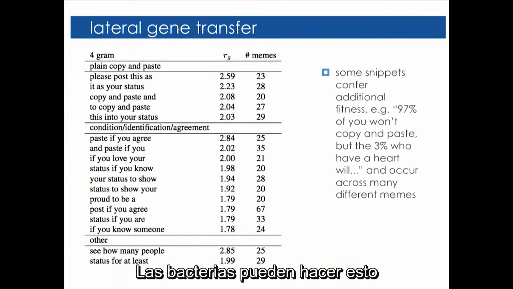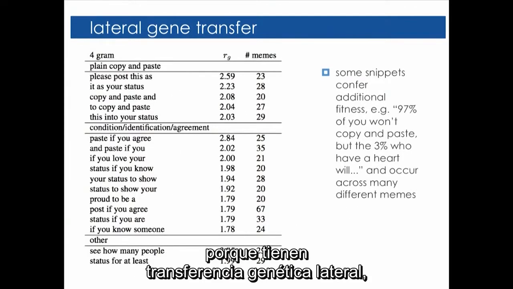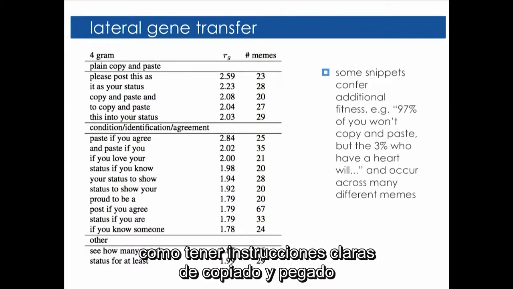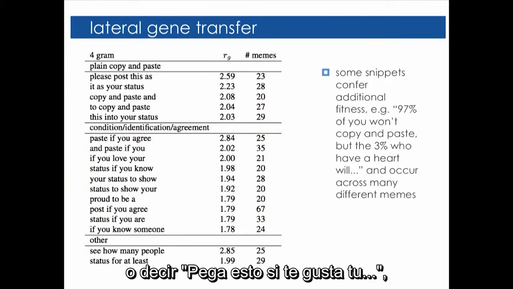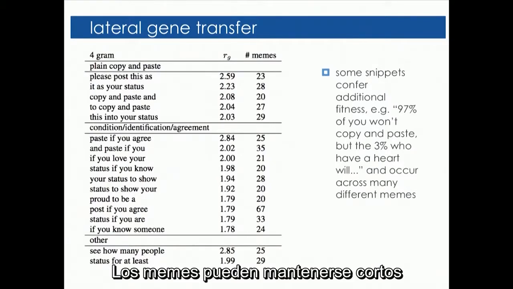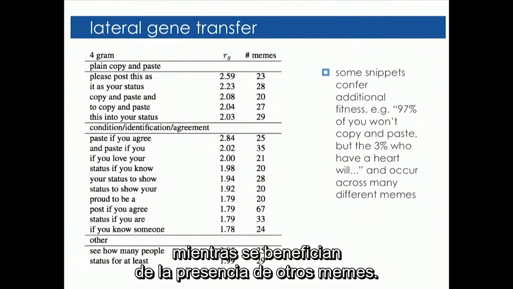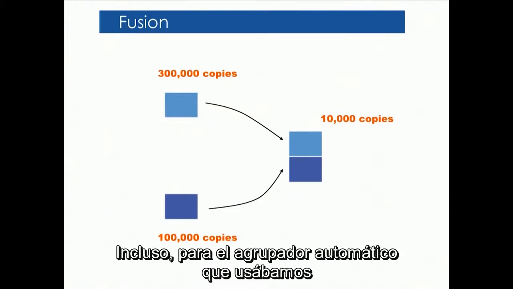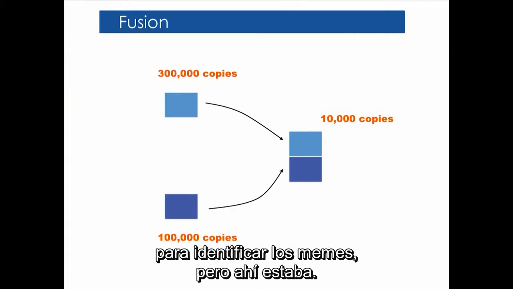And the reason why bacteria can get away with this is because they have lateral gene transfer, meaning that little useful bits that make you more fit, like having clear copy-paste instructions or saying like, paste this if you love your, those things will actually be transferred between memes. And so the memes can stay short while kind of benefiting from the presence of other memes. We even found fusion. It was confusing the automated clustering that we were using in order to identify the memes, but there it was.